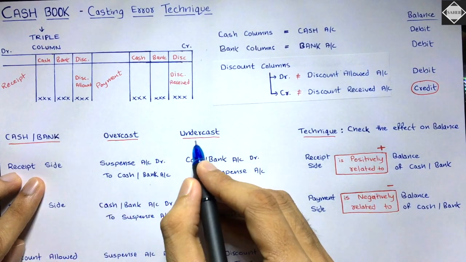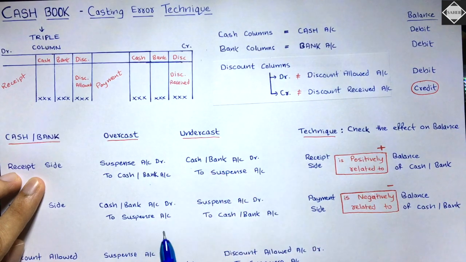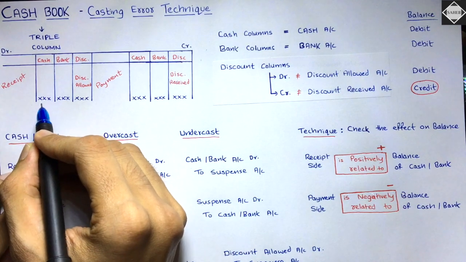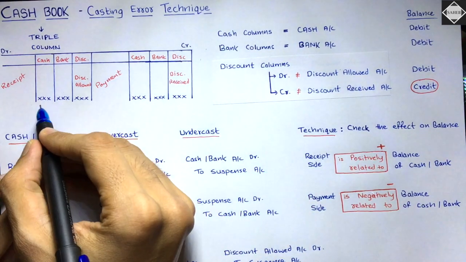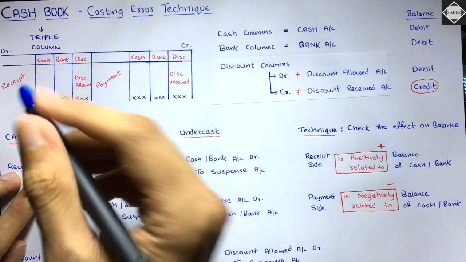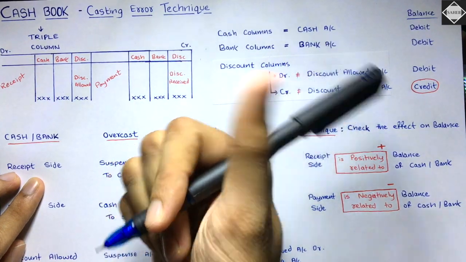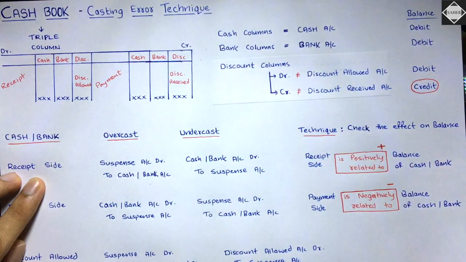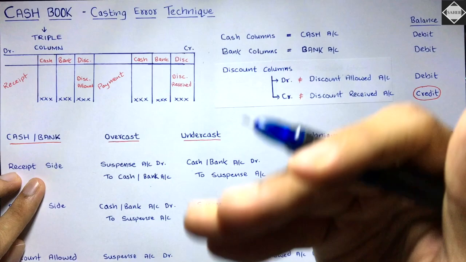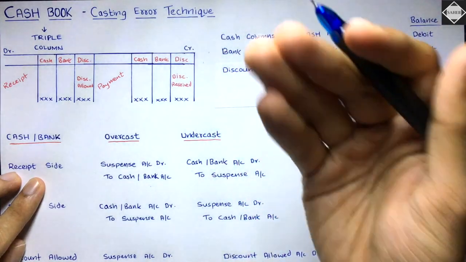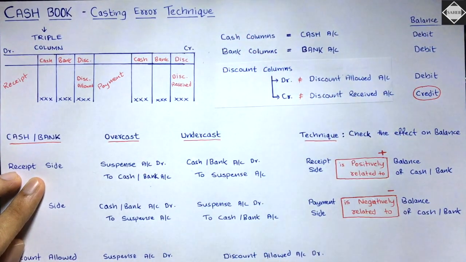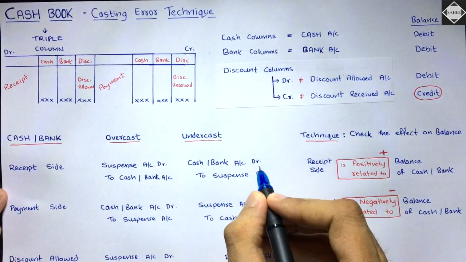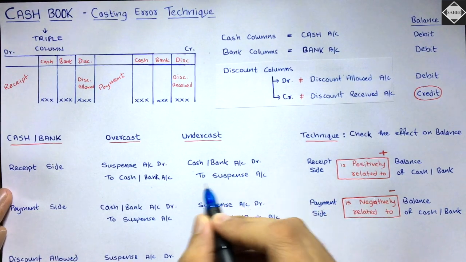And if the receipt side is undercast, that means what? It has been recorded less than what it actually is. For example, the cash total was actually 1000, and you recorded 600. You recorded less by 400. So simple common sense, you just have to increase the cash account by 400. How will you increase? Cash account has a debit balance. To increase that, I will debit it. Cash account debit, and complete the other side with the suspense account, to suspense.